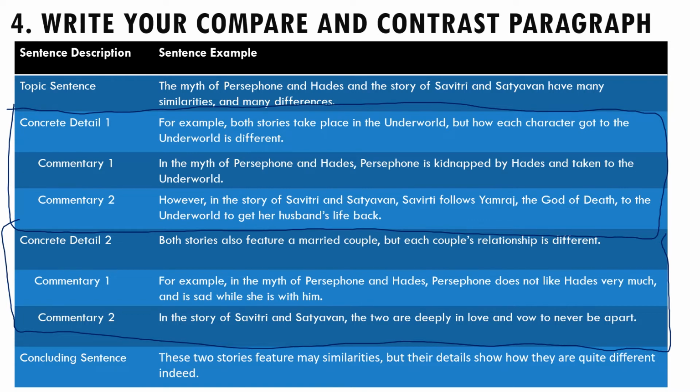her husband's life back. Both stories also feature a married couple, but each couple's relationship is different. For example, in the myth of Persephone and Hades, Persephone does not like Hades very much, and is sad when she is with him. In the story of Savitri and Satyavan, the two are deeply in love and vow to never be apart. These two stories feature many similarities, but their details show how they are quite different indeed.